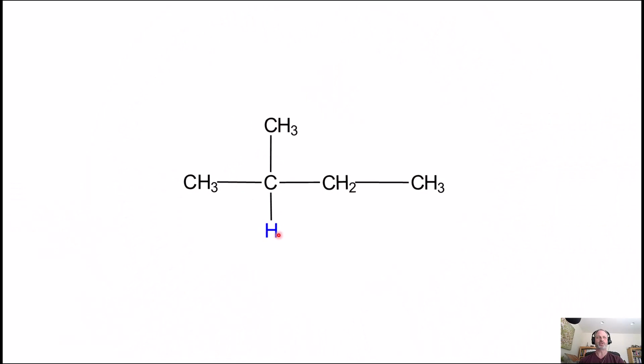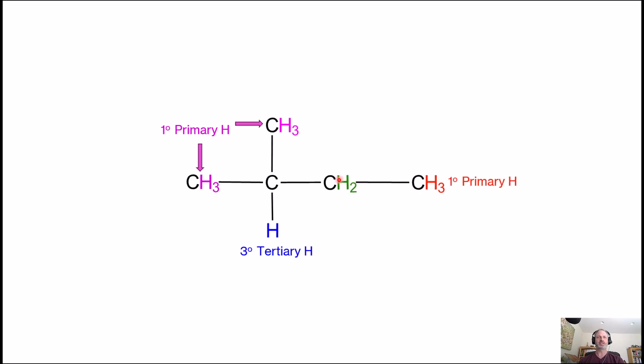This first position here, we can see is a tertiary position, a carbon connected to 3 other carbons. This top position here has 3 H's and another 3 H's that are equivalent and also primary. They're going to lead to one product. The end of the molecule has another primary position. That'll lead to our third product. And at this position, we have a secondary position with 2 H's.